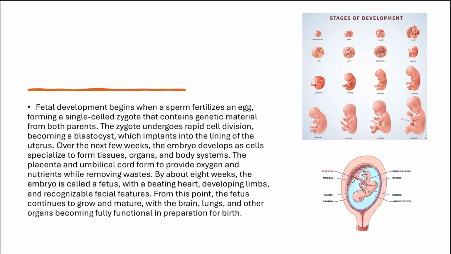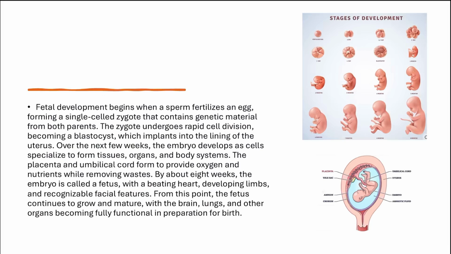Moving on to this slide. This is basically how fetal development begins. When you take the sperm and the egg, it fertilizes, forming a single-cell zygote, which contains genetic material from both parents. The zygote undergoes rapid cell division, then becomes a blastocyst, and then it implants into the lining of the uterus. And then over the next few weeks, the embryo develops as cells specialize to form tissues, organs, and body systems.